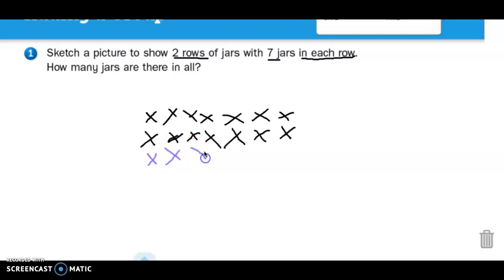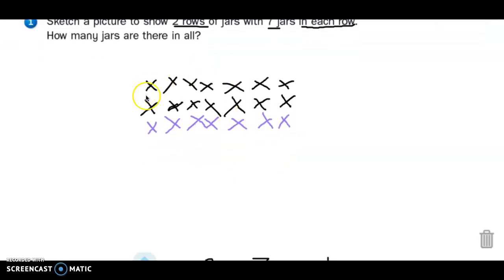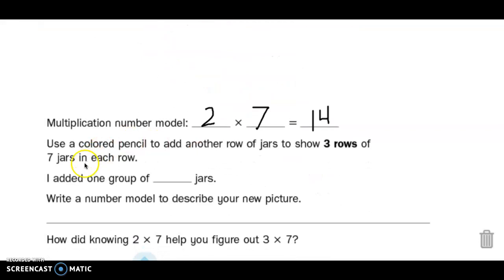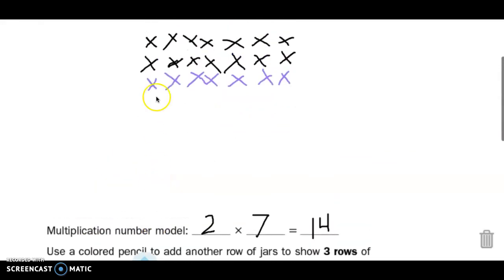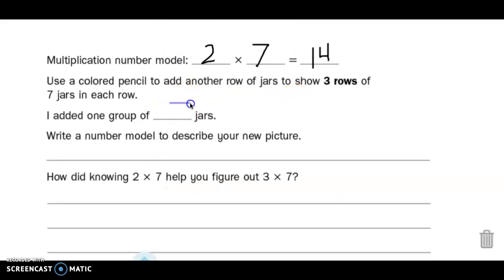And you could do circles again too if you wanted. But at least do a different color, something different than the last 2. Okay, now I have 1, 2, 3 of 1, 2, 3, 4, 5, 6, 7. I added 1 group of, well, my new group is 1, 2, 3, 4, 5, 6, 7, just like the other rows. Write a number model to describe your new picture. What would this number model be?